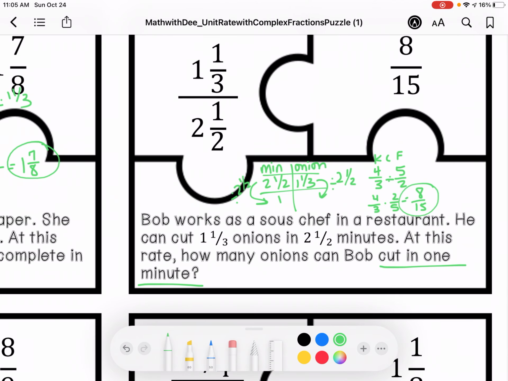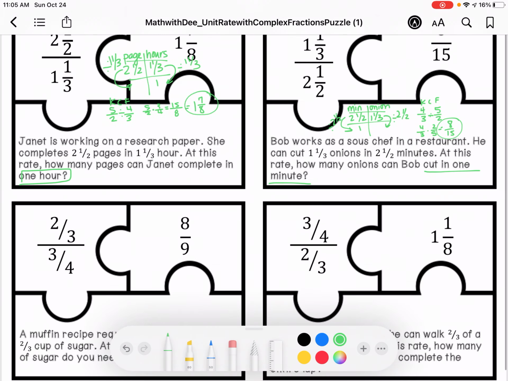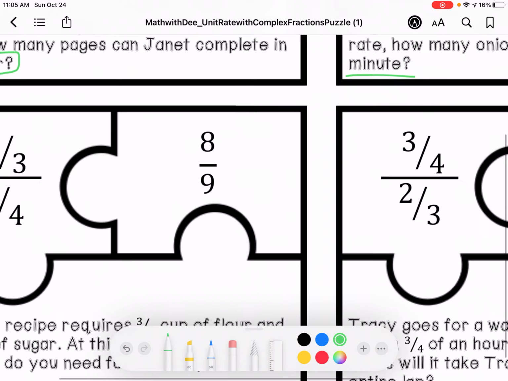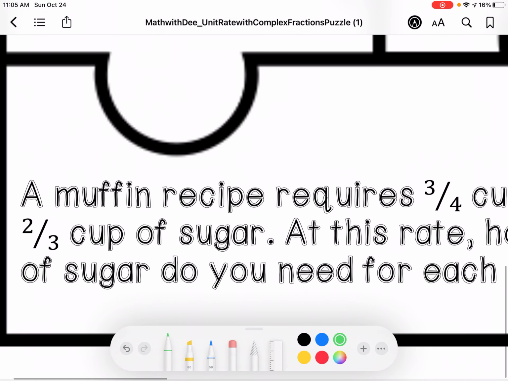So he can't even cut, it's about half an onion every minute. Seems kind of slow for an onion person, because when you're cutting on those shows.